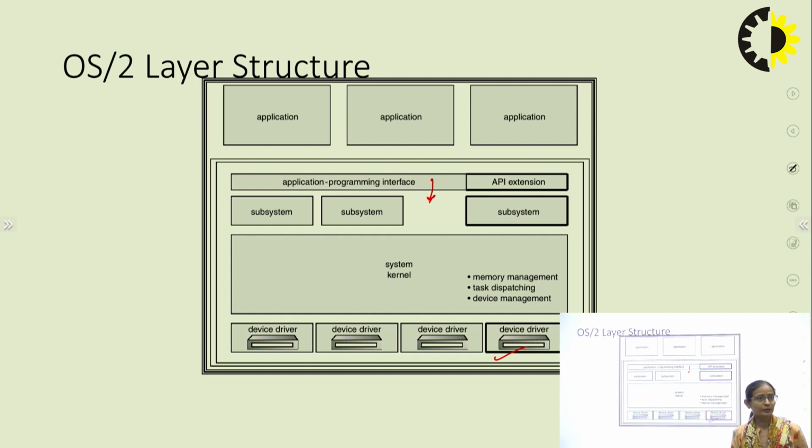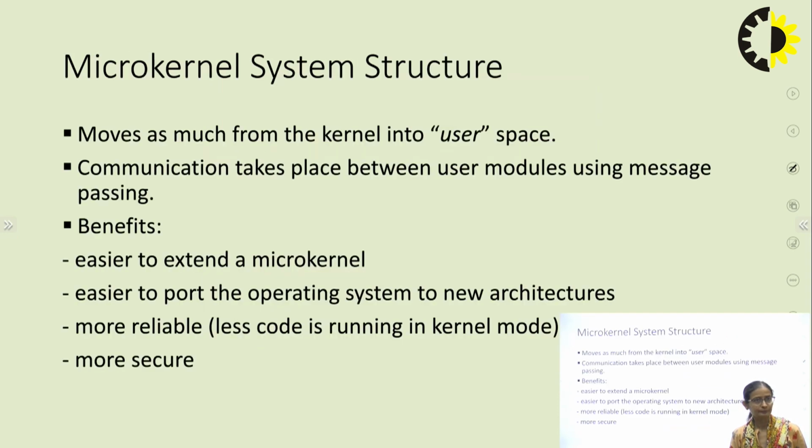On top of it, the applications are running. A microkernel system structure moves as much as possible from the kernel into user space. This is the aim of the microkernel, that is, to make the size of the kernel very compact. Communication takes place between user modules using message passing.